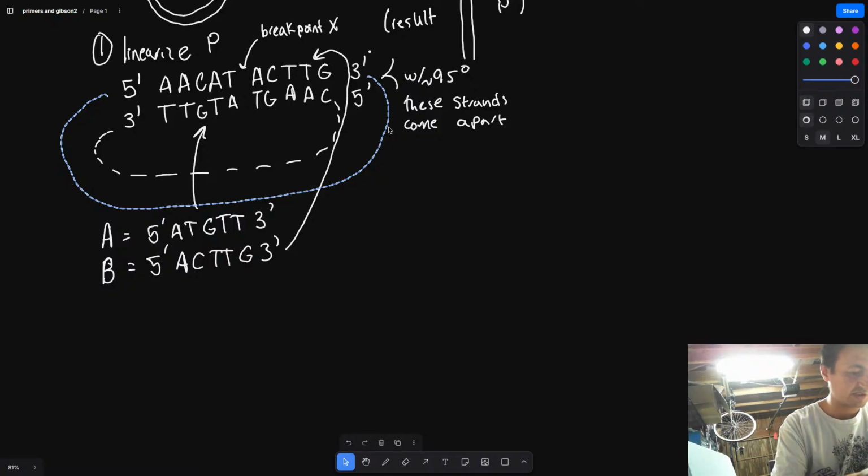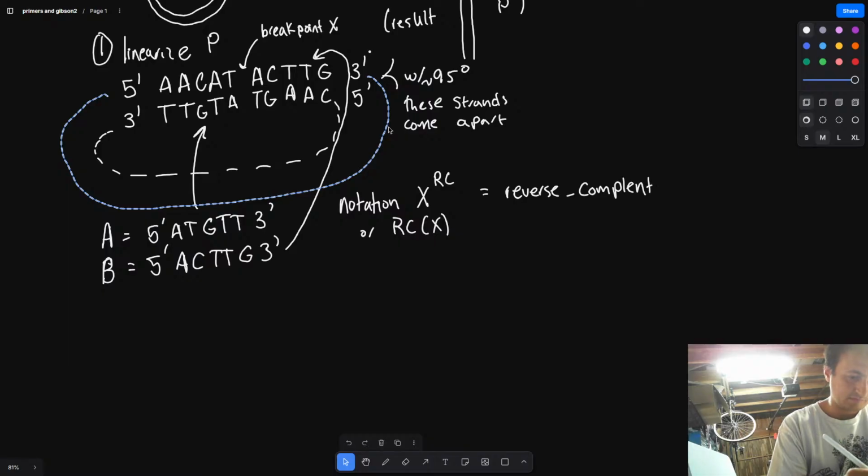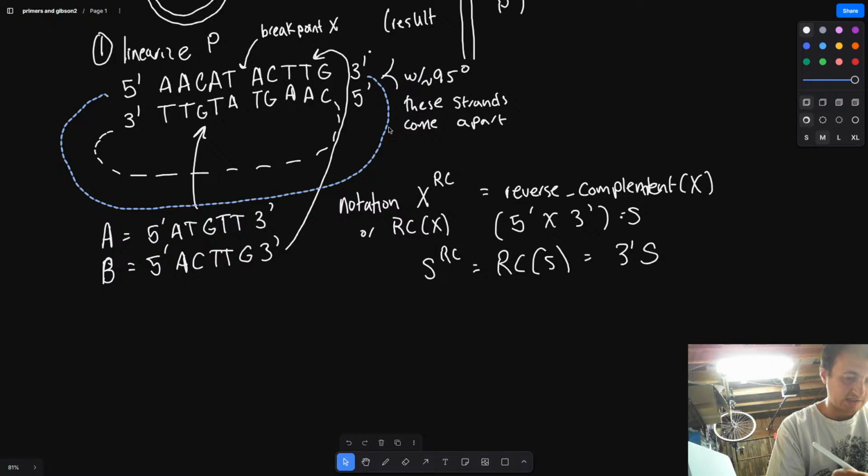Now I'm going to define a little bit of notation. So I'm going to say that notation X RC, or RC of X, is equal to basically the reverse complement of X. What that means is that if we have 5 prime X 3 prime, and let's just call this S, then S RC is equal to RC of S is equal to 3 prime X complement 5 prime.